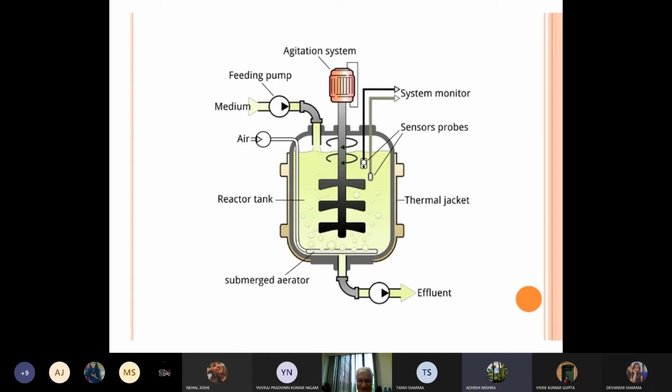Sir, if the liquid in the fermenter is a bit translucent or transparent, can we use UV light? Okay. Yes, I think most of our medias, when you prepare a fresh media, are very translucent.